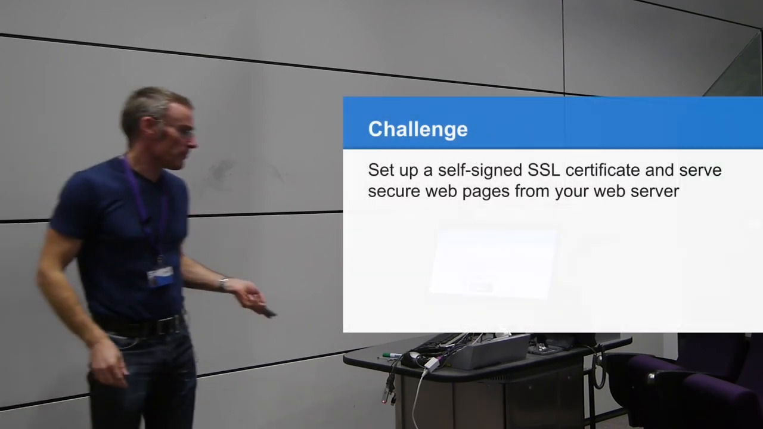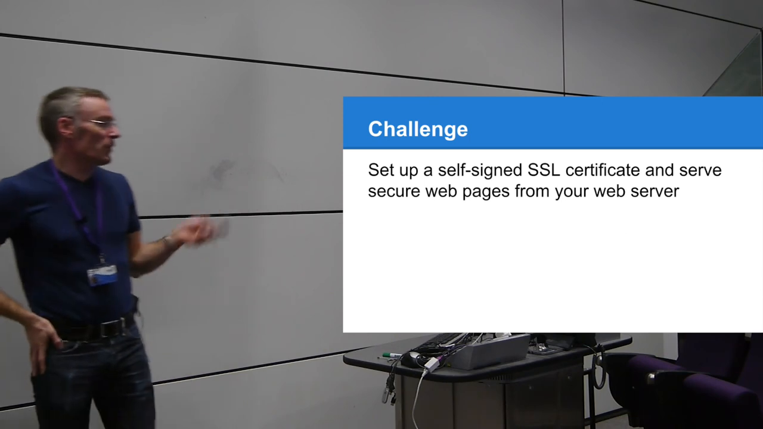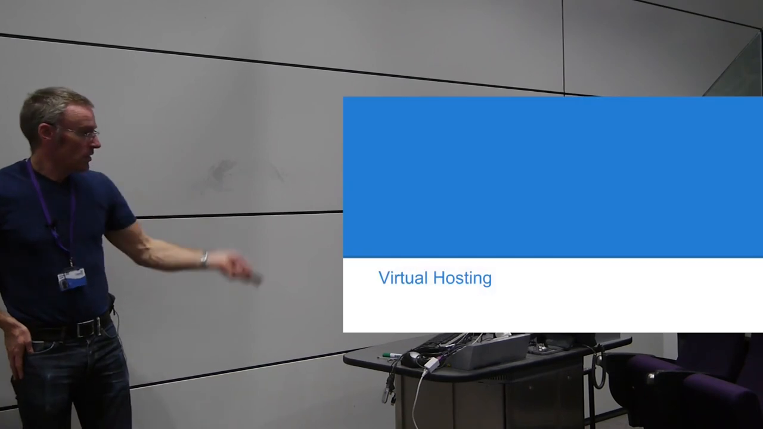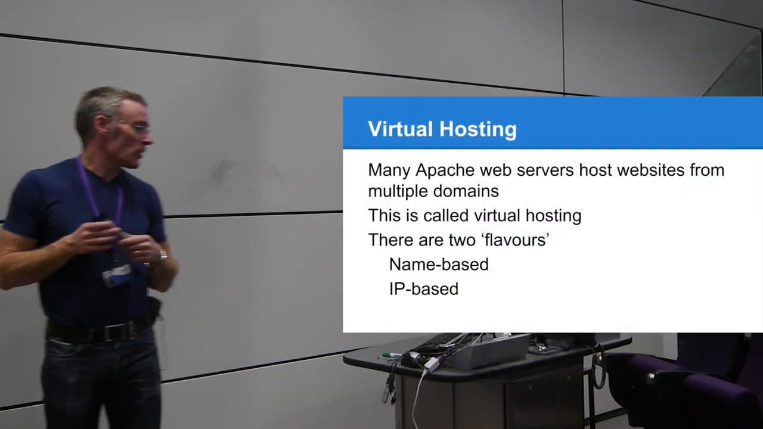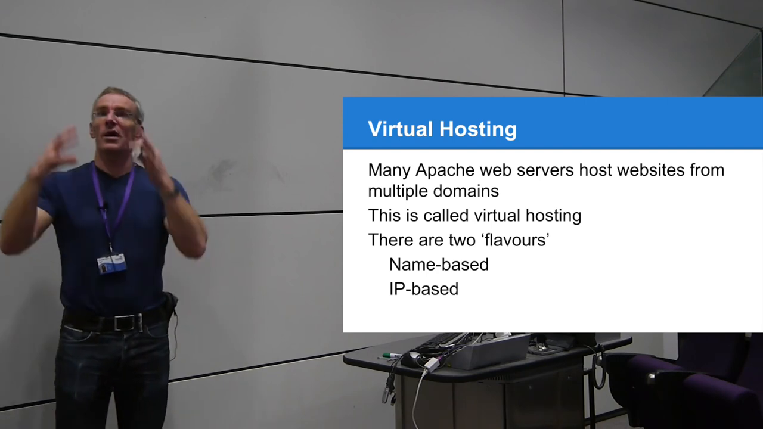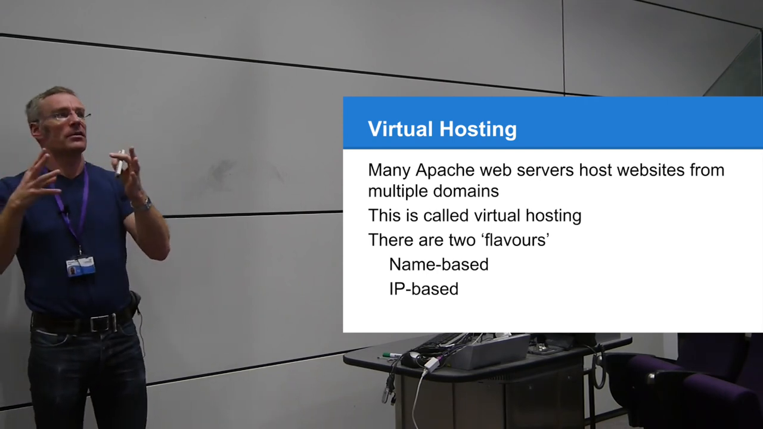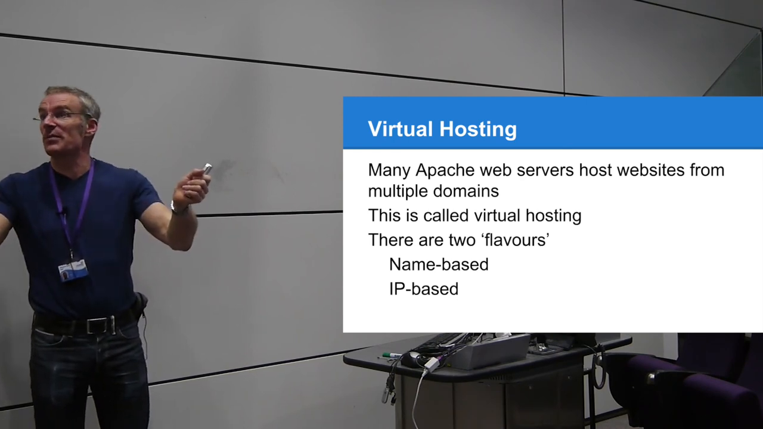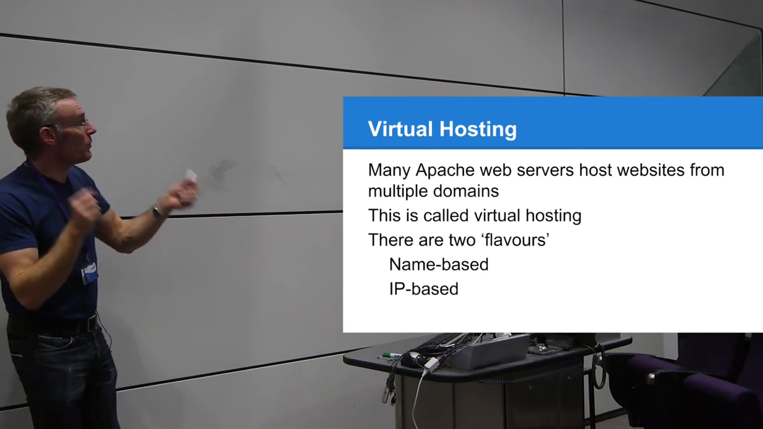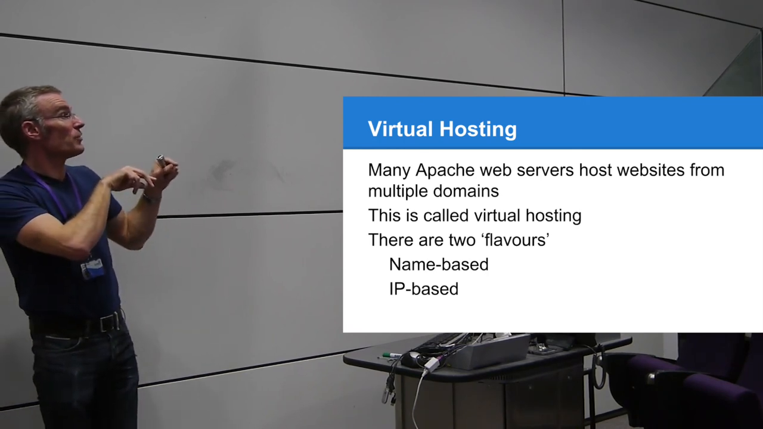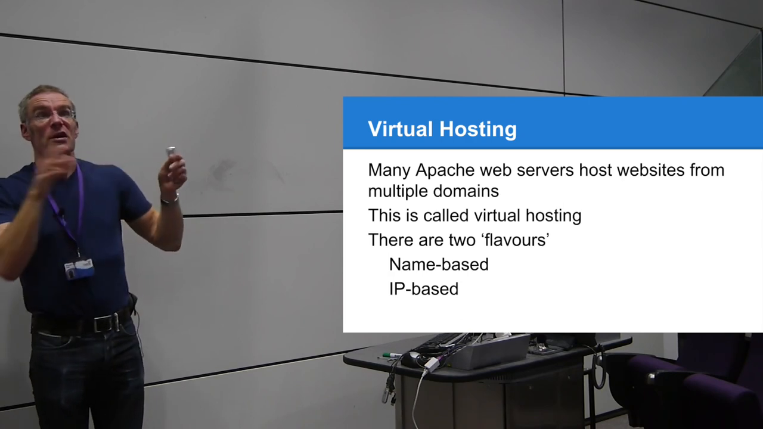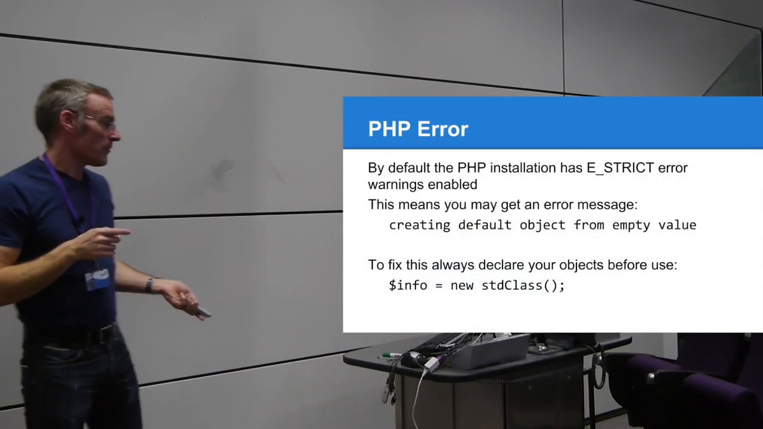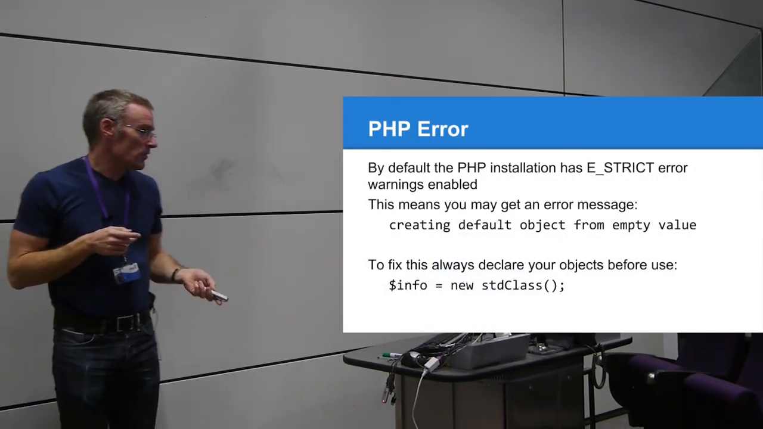It's very, very important. Right, so your challenge is to set up a self-signed SSL certificate and secure web pages on your server. That's the first challenge. The second challenge is virtual hosting. Virtual hosting is where one Apache server can serve two completely different websites on different IP addresses, for instance. So if you set this up properly, you should be able to have two separate IP addresses on your server, or two ports, serving two completely different websites off the same Apache server. Now, don't worry about that one.